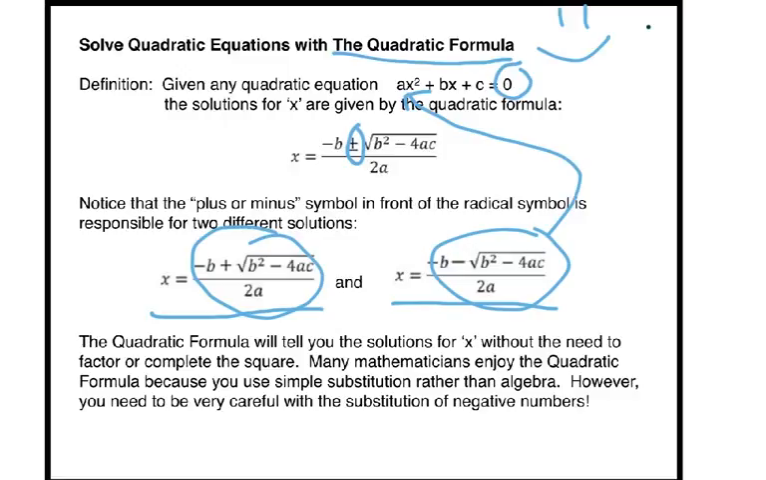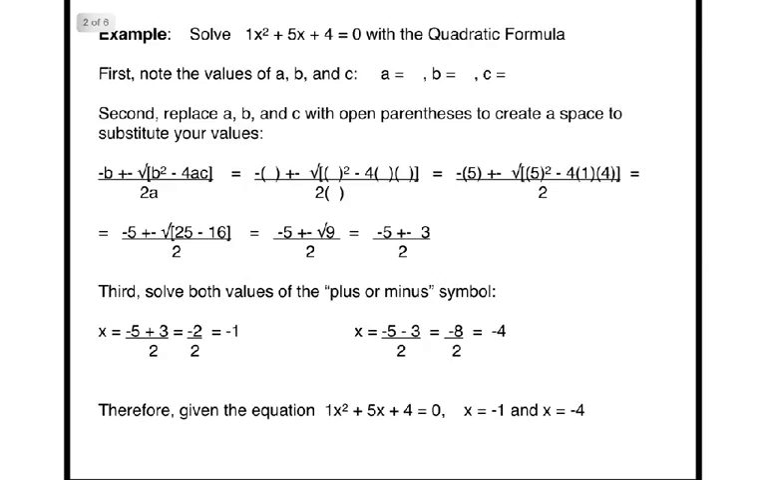Many mathematicians enjoy the quadratic formula because you use simple substitution to plug in the numbers a, b, and c, rather than using algebra. However, you need to be very careful with the substitution of negative numbers. For example, solve 1x squared plus 5x plus 4 equals 0 with the quadratic formula.